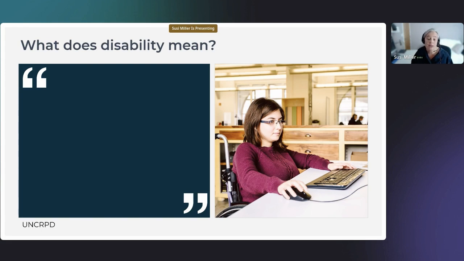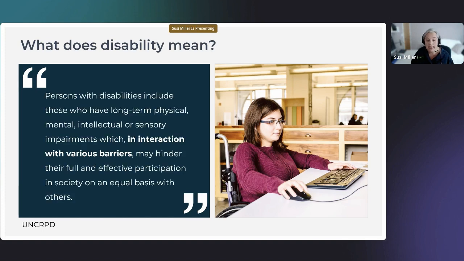And for me, this definition of disability from the UNCRPD does a great job of articulating this concept. It says that persons with disabilities include those who have long-term physical, mental, intellectual, or sensory impairments, which, and here's the key bit, in interaction with various barriers, may hinder their full and effective participation in society on an equal basis with others. So this focus on barriers is a vitally important theme when we consider accessibility.